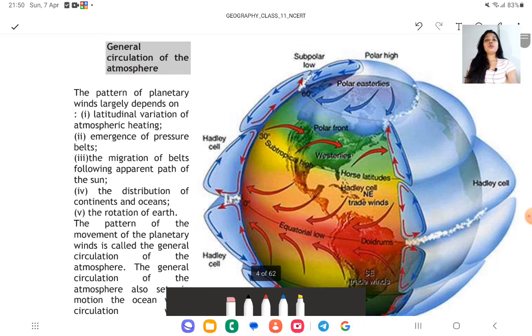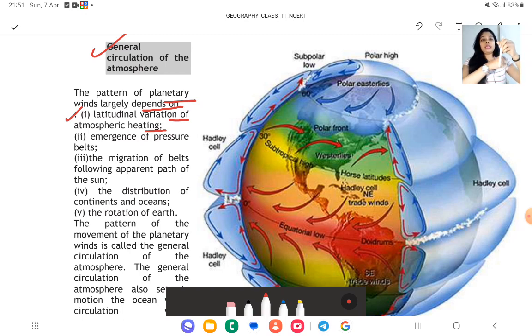So the general circulation of the atmosphere we will see now. The pattern of planetary winds largely depends on the latitude variation of the atmospheric heating. Obviously, see what does it mean? Suppose your earth is tilted, right? It's not like this, it's tilted on its axis. So it's rotating and it's also revolving, right?